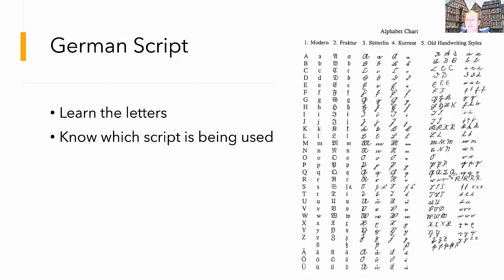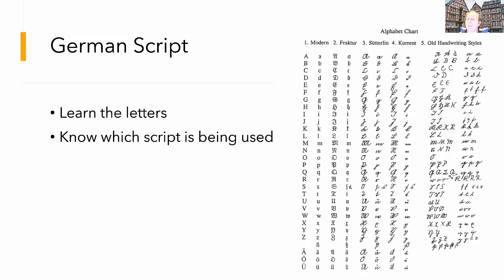So the first thing you want to have when you're getting into the German records is your alphabet list, showing you the different fonts and scripts that were used in Germany. You have the modern, which everybody's familiar with. You have the Fraktur, which is the calligraphy sort of version of the lettering, which is fairly easy to read, but it's mostly in typed font, so that makes it easier. And then you have the Sütterlin, and then the current, and then the older handwriting styles.